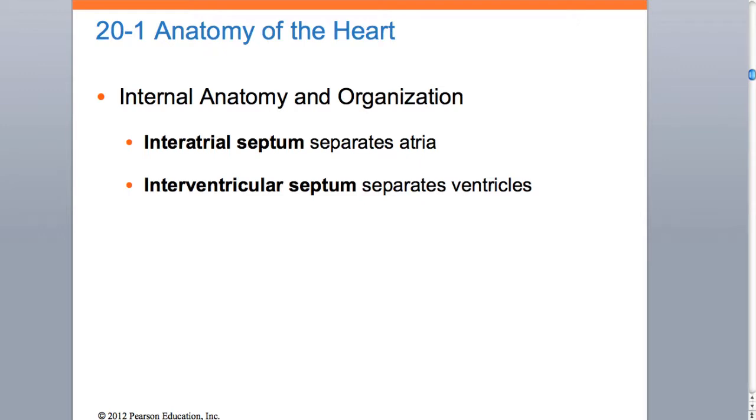Here we have our internal view. Now we have the interatrial septum, which separates the left and right atria. And we have the interventricular septum, which separates the ventricles, the left and right. Now this is the same type of wall that can be damaged during childbirth. So if a child has a birth defect, they sometimes have a hole in the septum that separates the atria, and sometimes they have a hole in the septum that separates the ventricles. So you often see that in birth defects.